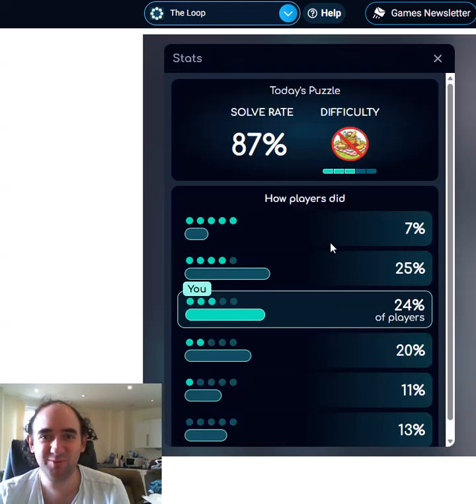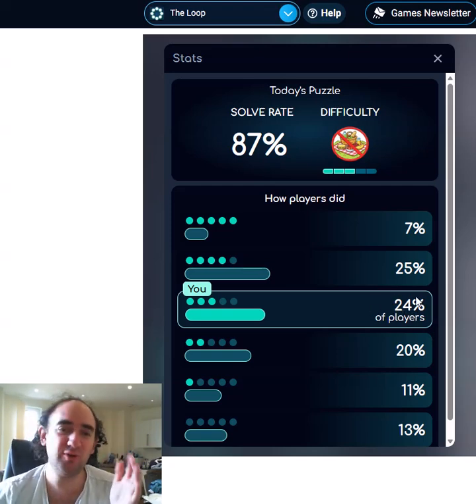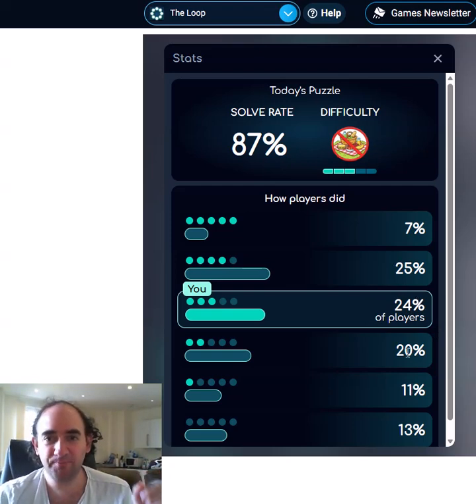Let's see how other people did. Oh, I'm worse than average. Well, not worse than average. I'm not in the most popular group. The most popular group is this 25%. They only lost 1 life. I lost 2 lives. So I did slightly worse. I'm usually in the biggest group, especially if it's only 1 life lost. So yeah, did a little bit worse today.